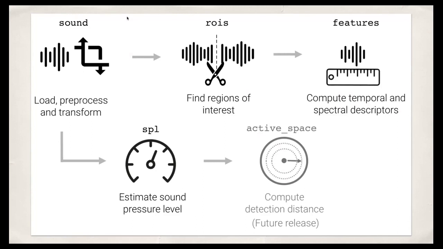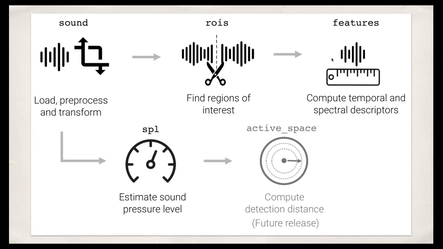We have the first module, and this follows the standard analysis workflow. We have the sound module that lets you load and pre-process the audio. For example, you load the data and you want to resample the data, you want to trim the data, stuff like that. Then usually you might want to find some regions of interest. Sometimes you are looking for a species of interest, so you want to look for regions with high density of energy. So this module gives you all the tools to make this.